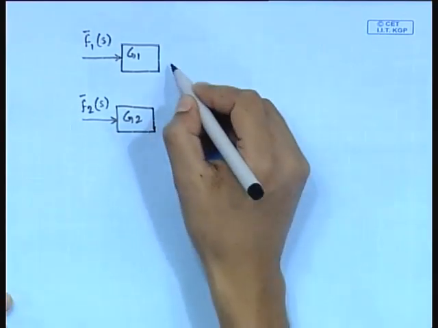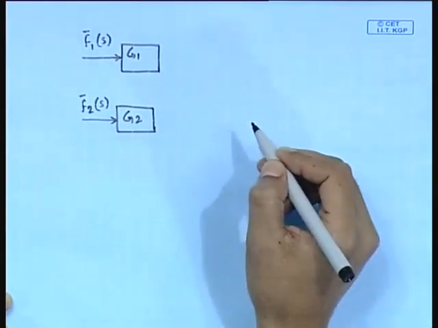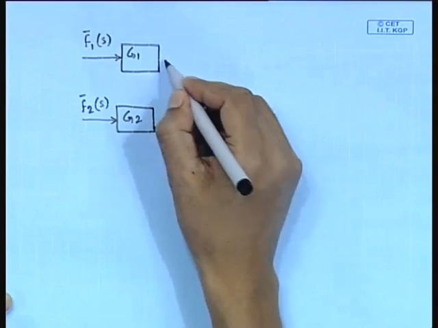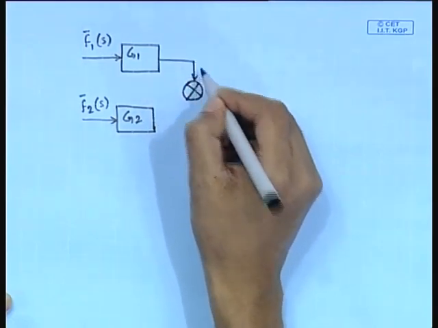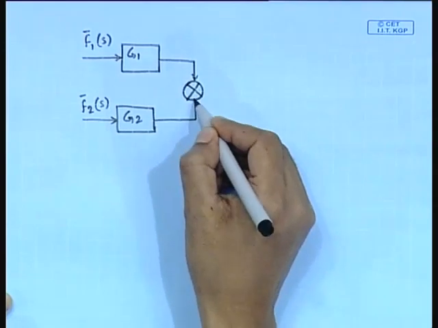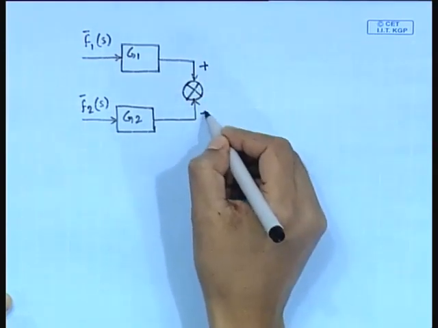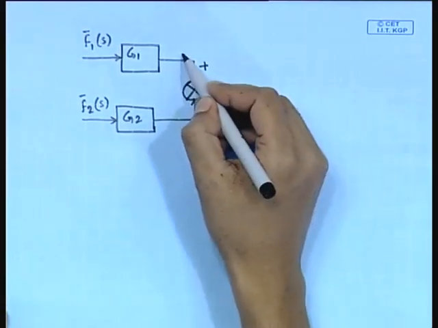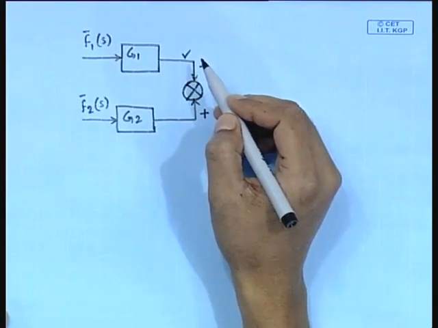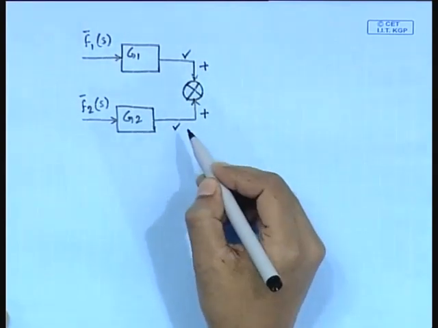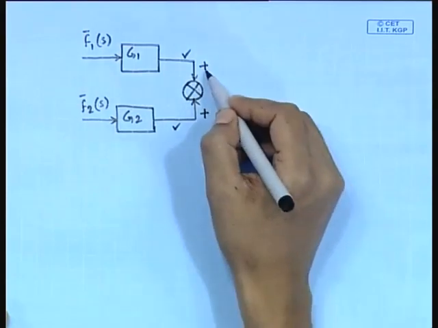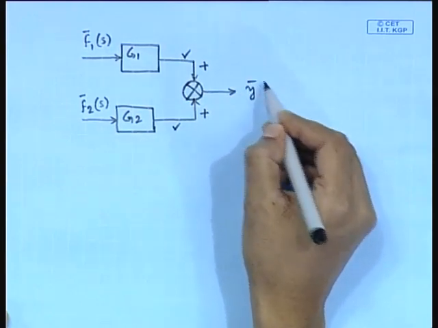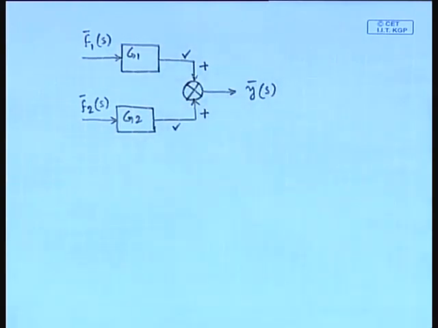Now, the outputs of these two blocks we need to add. Suppose we are using this symbol to add these two signals, one is this one, another one is this one. So, this output is basically f_1 G_1 and this is f_2 G_2. So, f_1 G_1 plus f_2 G_2, that is nothing but Y(s). Agree?